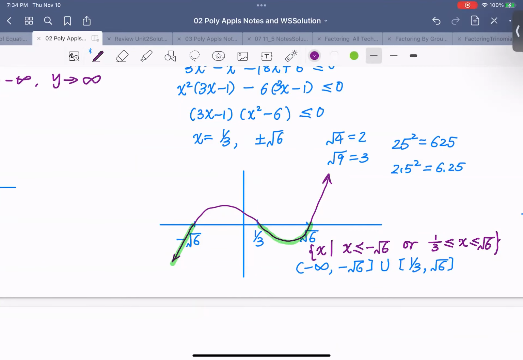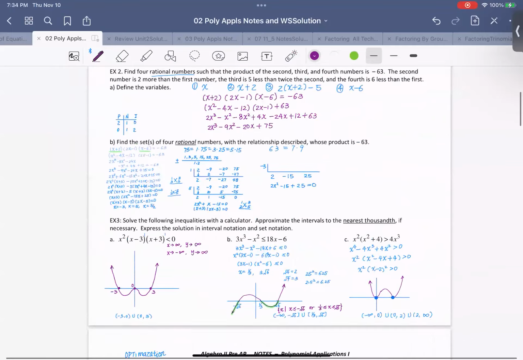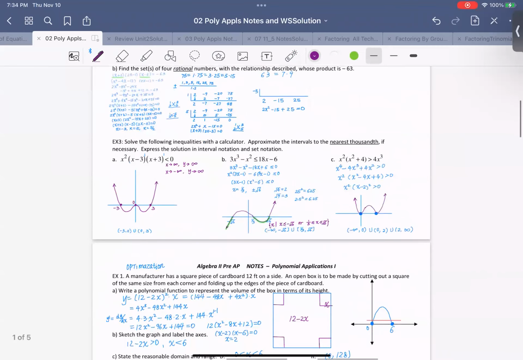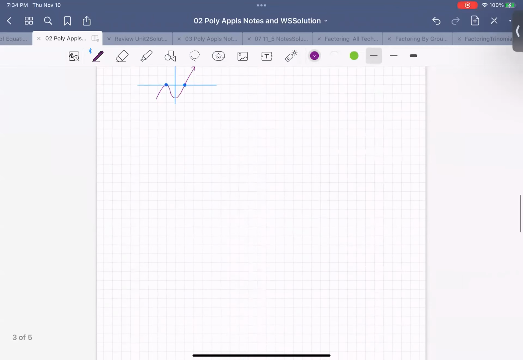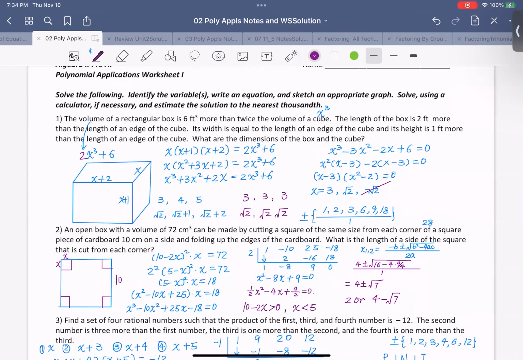Okay, now let's do the next one. For this page, any other questions? No question? Then we will move to the next page. Here, this one. Vanessa, please go ahead, read this word problem.